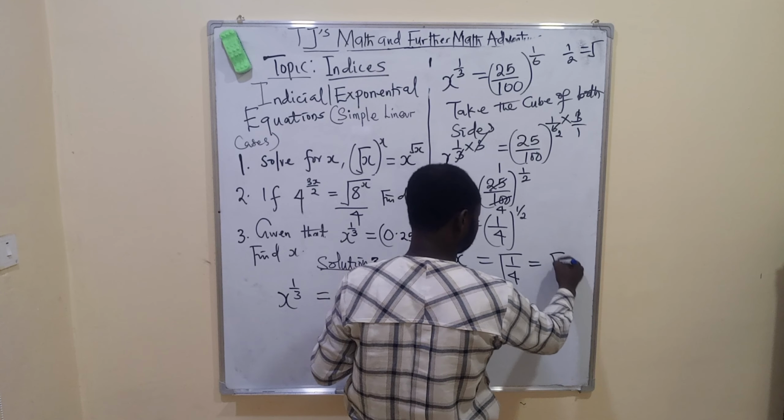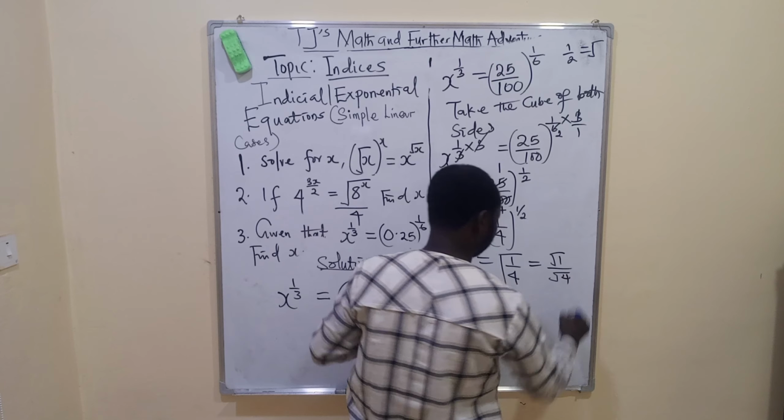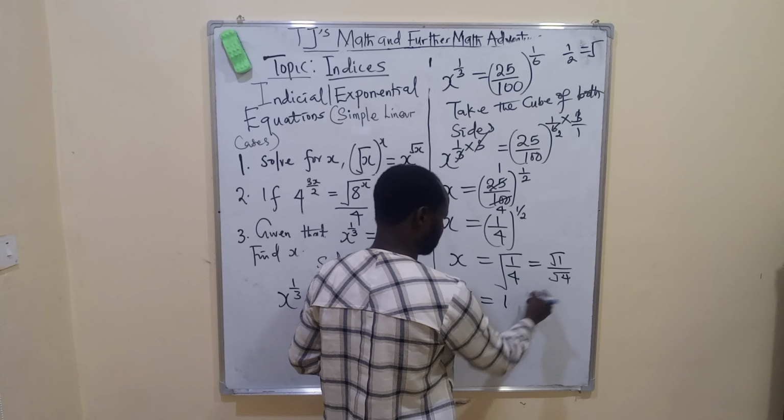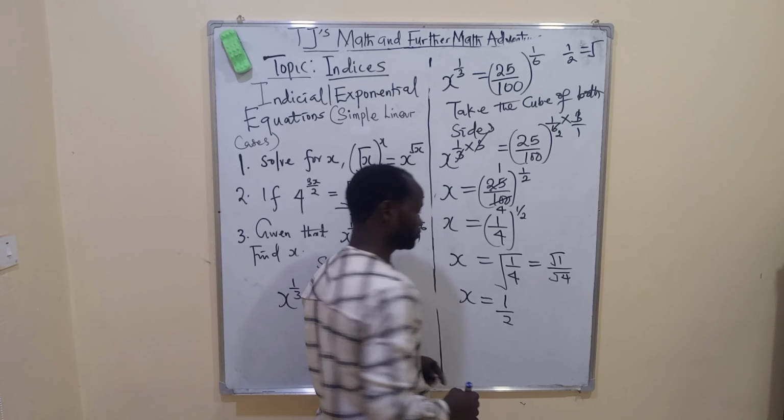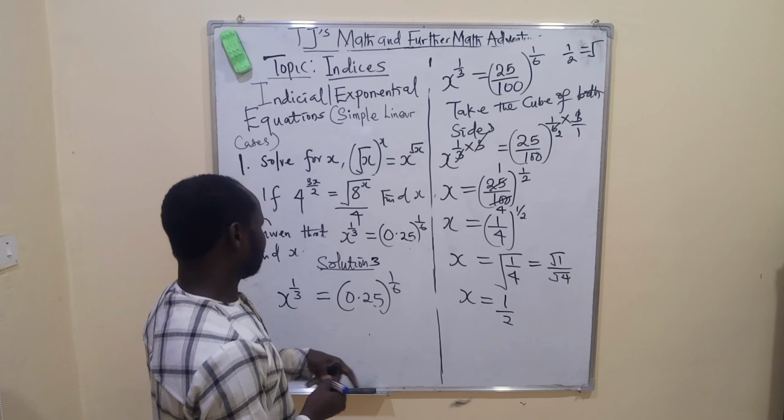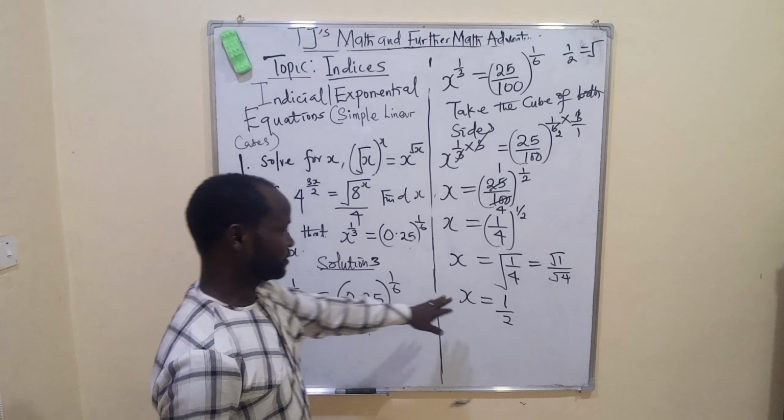I can write this as root 1 divided by root 4. Square root of 1 is 1, square root of 4, of course, is 2. So the value of x in this question 3 is nothing but half.